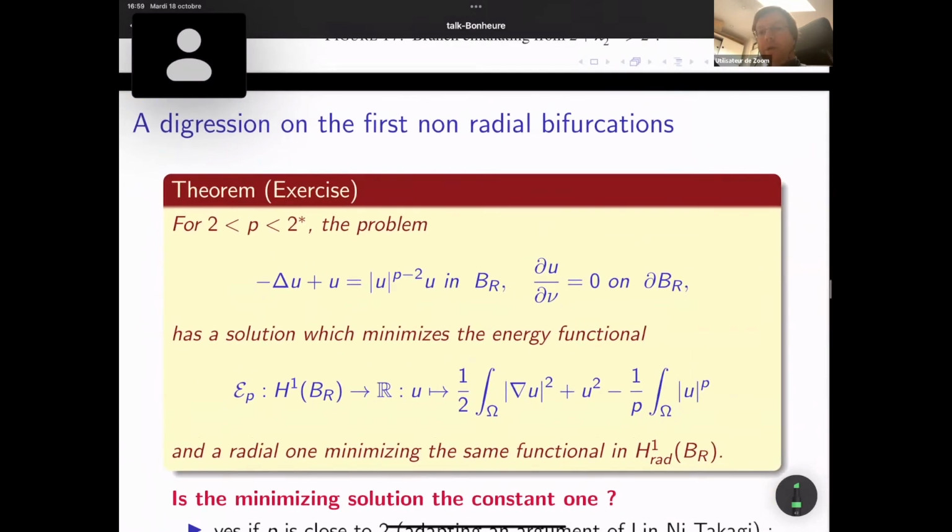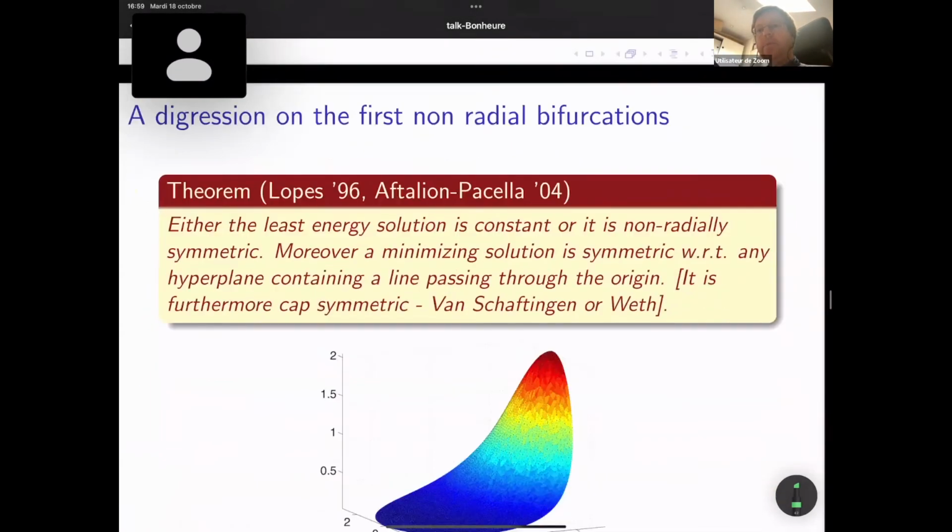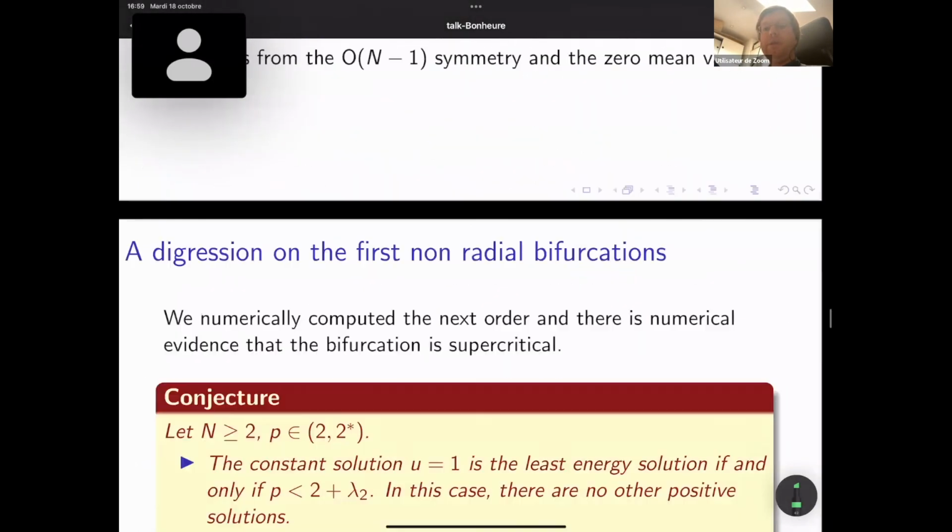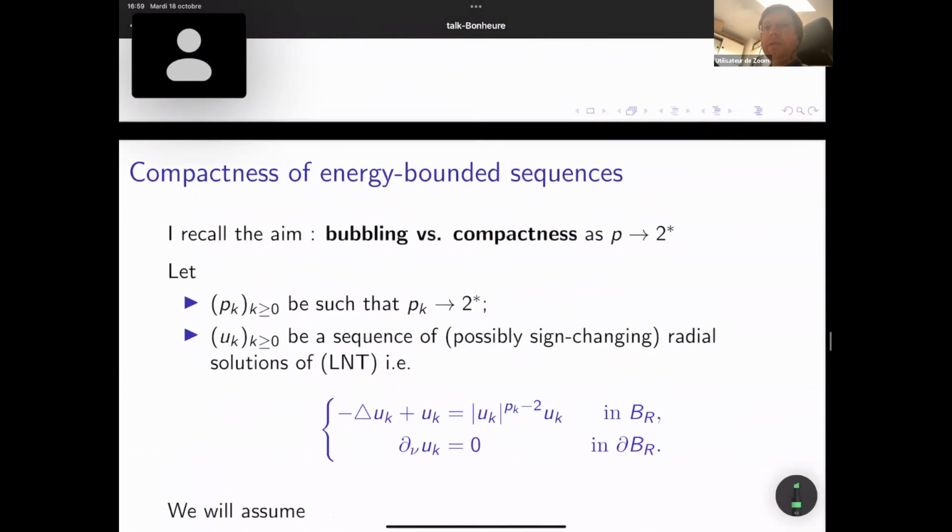Well, maybe this I will skip. And there is something about non-radial bifurcation, but I'm not going to discuss this today.